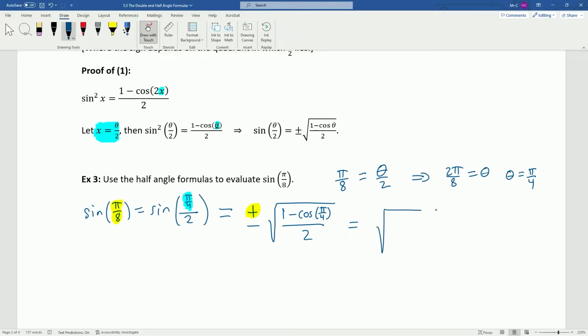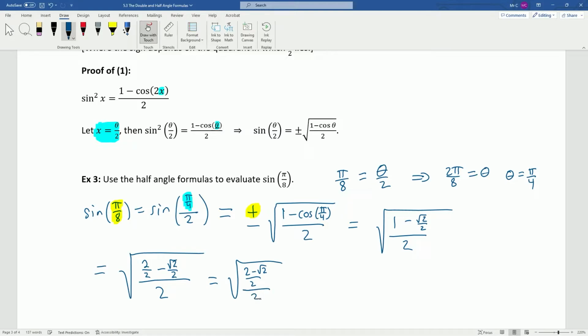So this becomes the square root of 1 minus the square root of 2 over 2, all divided by 2. And now we just do a little bit of algebra. I find a common denominator in the fraction up top. So instead of writing 1, I'm going to write this as 2 over 2 minus root 2 over 2, all divided by 2. And this becomes the square root of 2 minus root 2 over 2, all divided by 2.